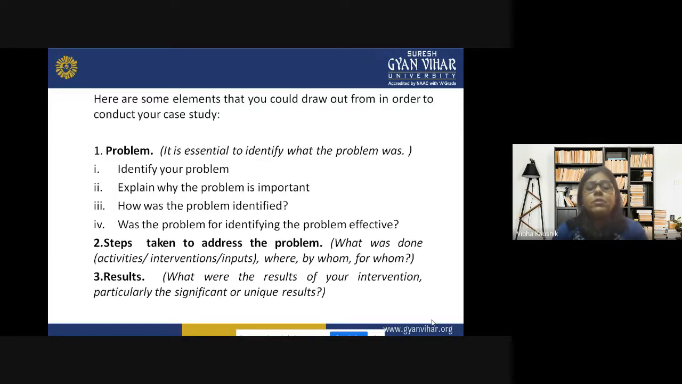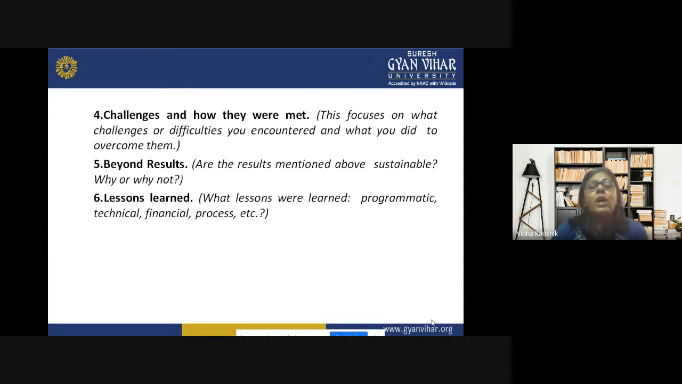Results: what were the results of your interventions, particularly the significant or unique results? Challenges and how they were met: focus on what challenges or difficulties you encountered and what you did to overcome them. Beyond results: are the results mentioned above substantial, why or why not? Lessons learned: what lessons were learned, programmatic, technical, financial, process, etc.